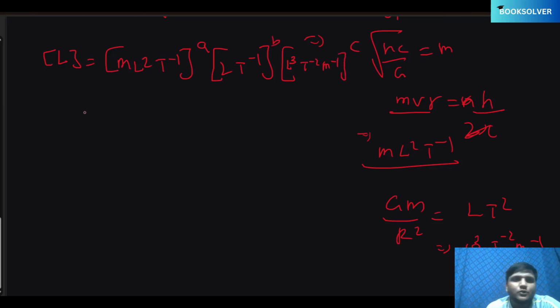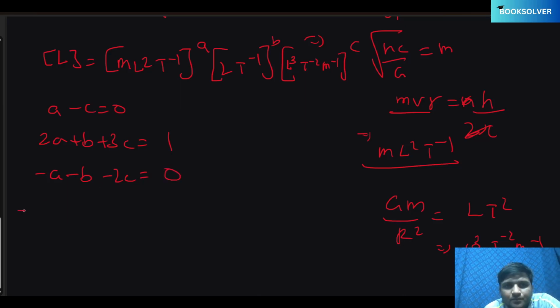Now we have to solve the question, and this is very lengthy, as I have told you already. Here, for M, a plus a minus c should be equal to 0, which means a equals c. For length, 2a plus b plus 3c should be equal to 1. And for time, minus a minus b minus 2c should be equal to 0. Putting a equal to c, we get b equal to minus 3c.